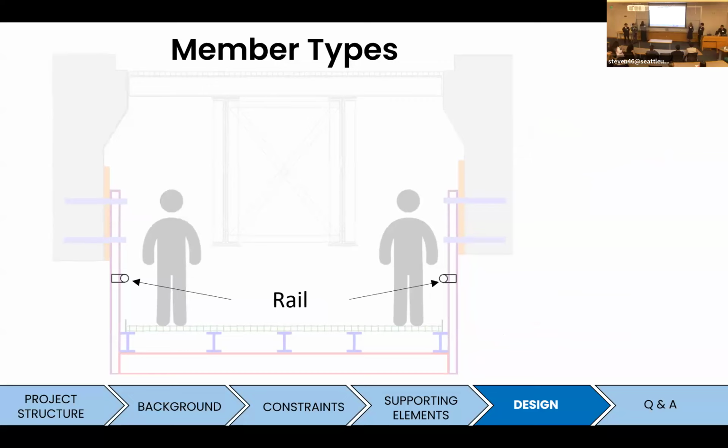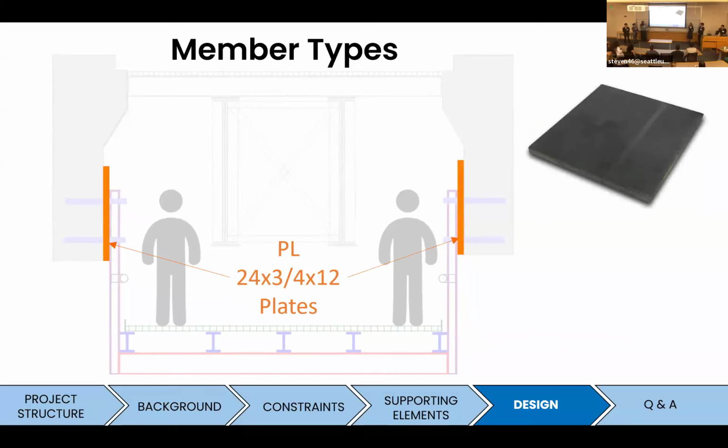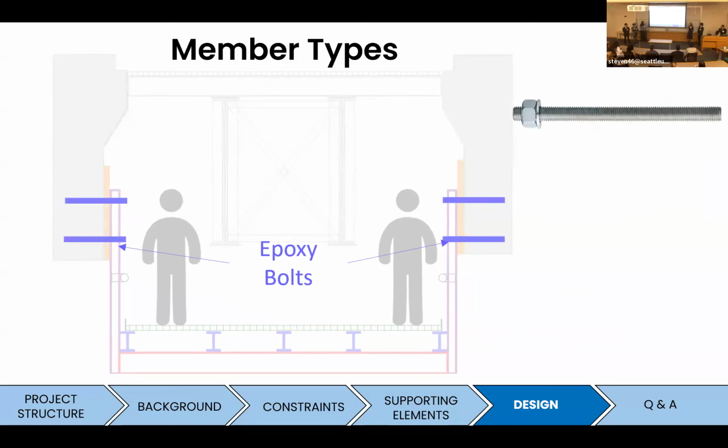We're going to install handrails for our platform to prevent users from falling off. And this platform is going to be suspended by HSS posts. These posts are going to be welded to our plates, highlighted in orange, and they will in turn be bolted to our existing concrete beams with epoxy bolts.